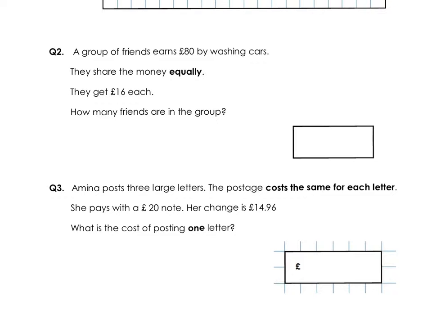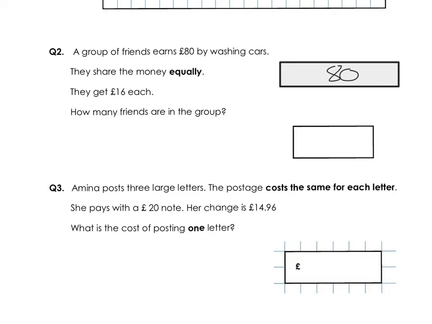Now on to the next problem. It's slightly simpler, I think, these next 2 problems. Question 2. A group of friends earned £80 by washing cars. So I'm going to draw my £80. There's my box. That box is worth £80. So I'm going to put 80 in it. Okay. They share it equally and they get £16 each. How many friends are in the group?